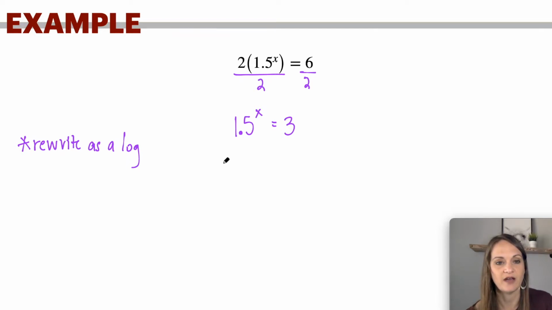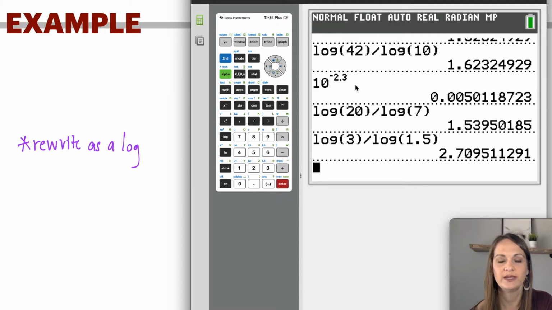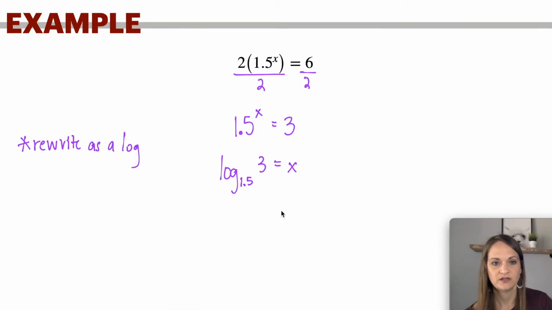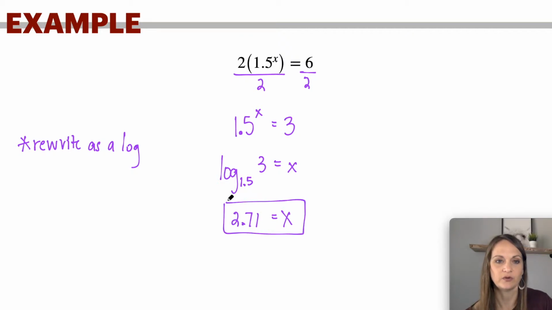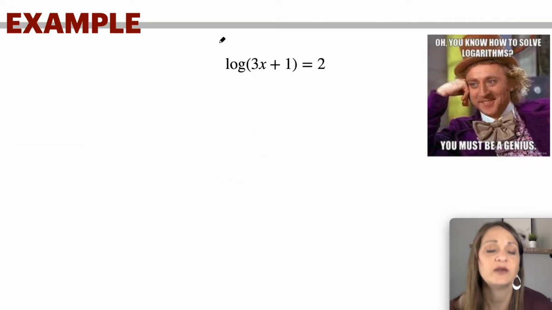And so you would have log base 1.5, because the base becomes the base. The exponent becomes what it's equal to, and then the 3 goes here. So again, in your calculator, you're going to do log 3 divided by log 1.5, and you'll get 2.71. So x equals 2.71 for your answer.